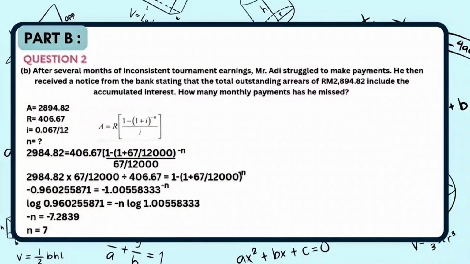Then you put all the information into the equation, so it will be 2094.62 equals 406.67 in bracket 1 minus in bracket 1 plus 67 per 12,000 close bracket to the power of negative n, and all of that divided by 67 per 12,000. Then it will become negative 0.960255 equals negative 1.0055833 to the power of negative n.